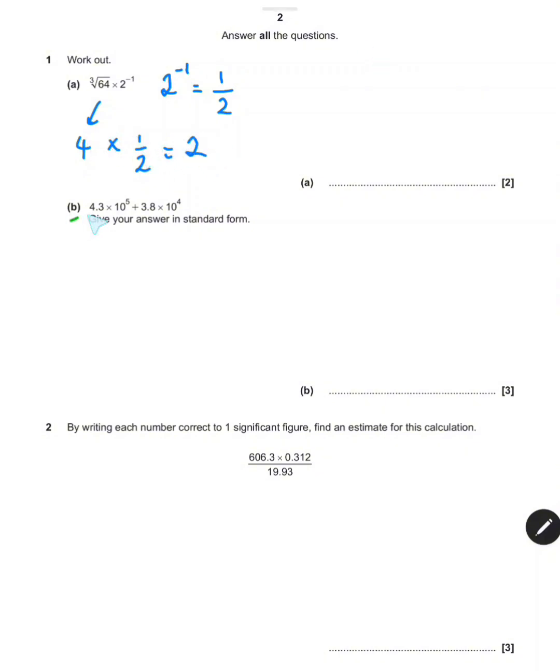which is 2. Part B, we've got some standard form work to do when we're adding numbers in standard form. This is a non-calculator paper. You can change these to normal numbers, so I'd get 4, 3, 0, 0, 0, 0 if I just multiplied this by 10 5 times. And in fact, that's what I'm going to do to solve this question. So 3.8 times 10 once, twice, 3, 4 times. I'm going to add those together using column addition.